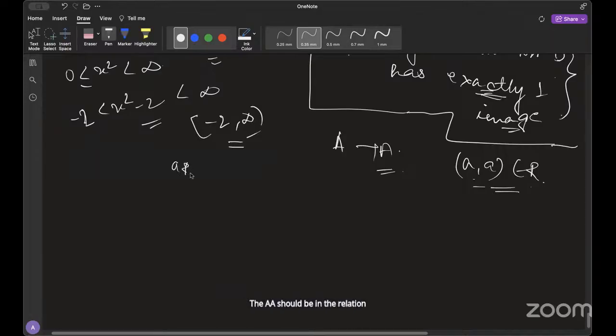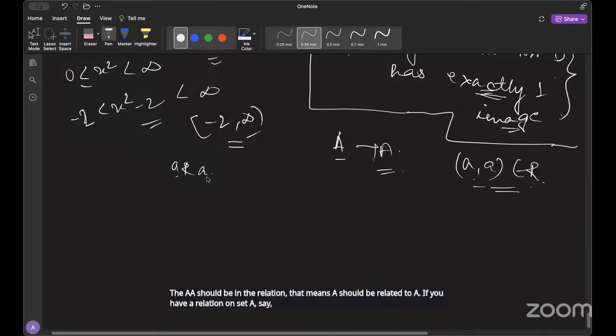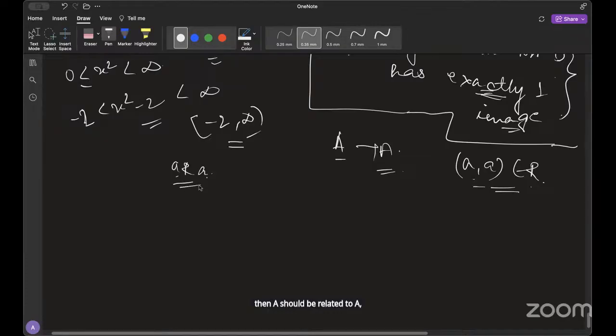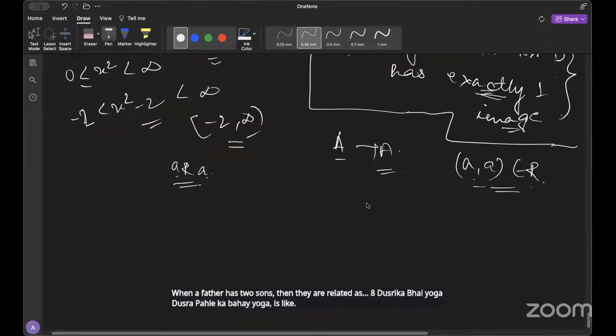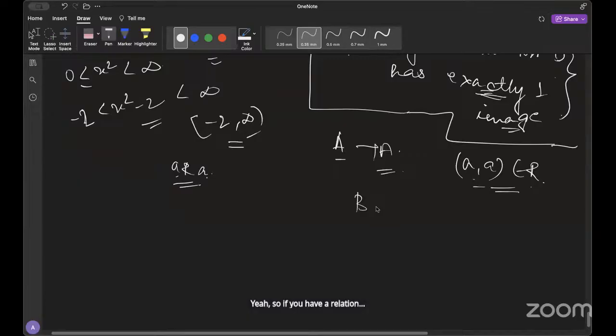That means A should be related to A. If you have a relation on set A, say, then A should be related to A. That's what your reflexive relation means. For example, let's just say there's a relation of. Ma'am, if a father has two sons, then they are related as brothers of each other, the second will be the brother of the first. Is that like reflexive? So the relation of brothers is only reflexive when there are only males in the set, right?